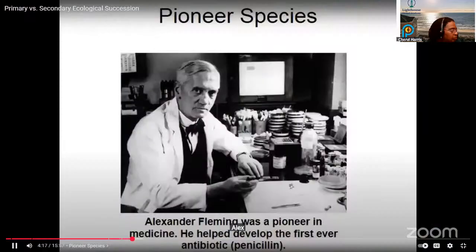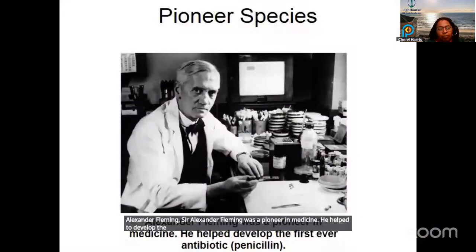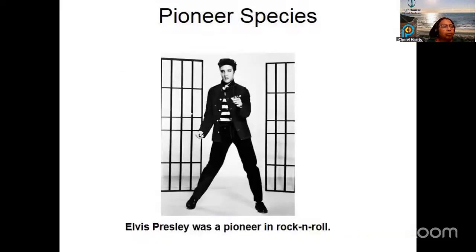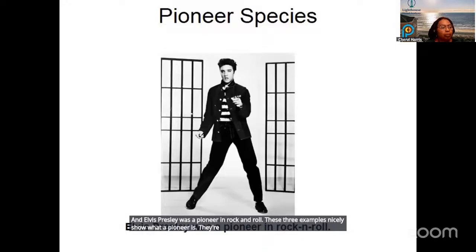Sir Alexander Fleming was a pioneer in medicine. He helped to develop the first ever antibiotic called penicillin. And Elvis Presley was a pioneer in rock and roll. These three examples nicely show what a pioneer is. They're one of the firsts to come along.